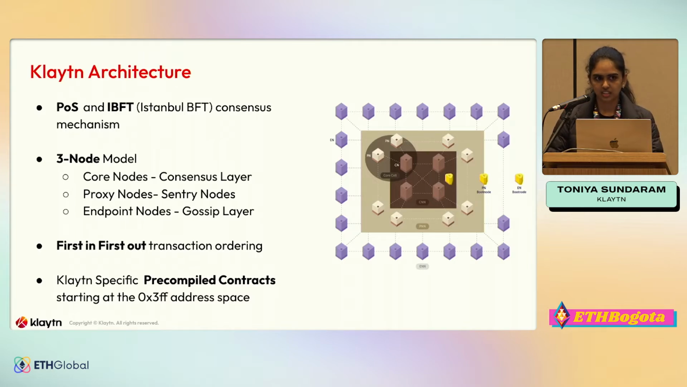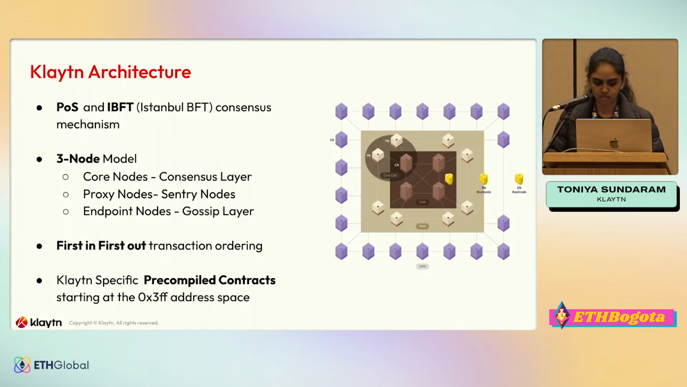And lastly, the endpoint node is the gossiper of the network. This exposes the RPC endpoints. So if you are a developer interacting with the Klaytn blockchain, you're more likely to interact with any one of the endpoint nodes. You can submit transactions through the endpoint node, and you can also retrieve the data through this endpoint node.